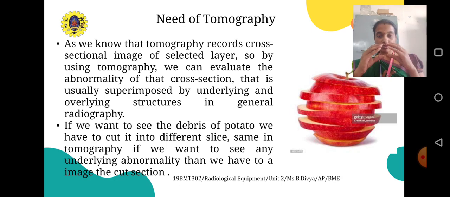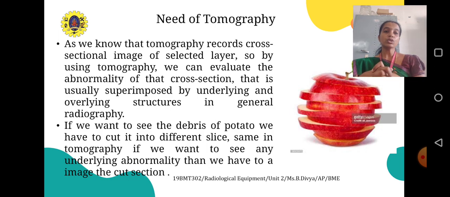The upper lying layers and lower lying layers will be superimposed for other kinds of X-rays, in the sense of other kinds of radiographies, but tomography specifically shows only the abnormalities which are to be identified in the particular area which is to be scanned.